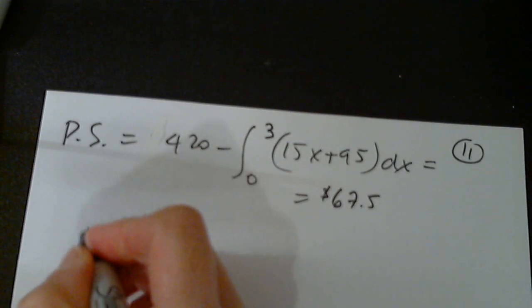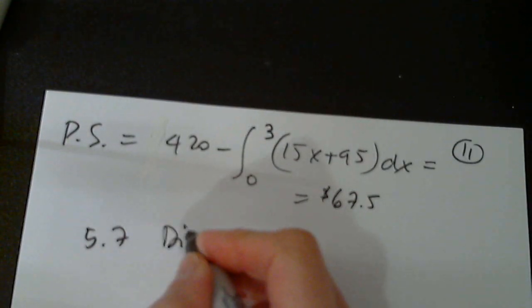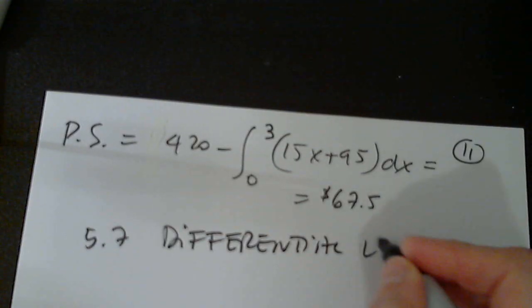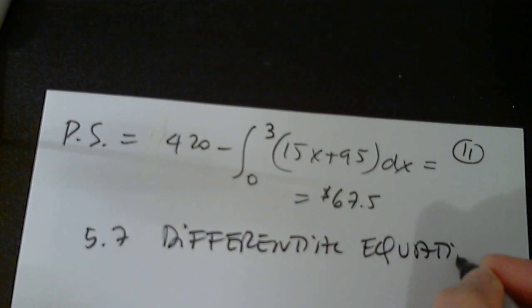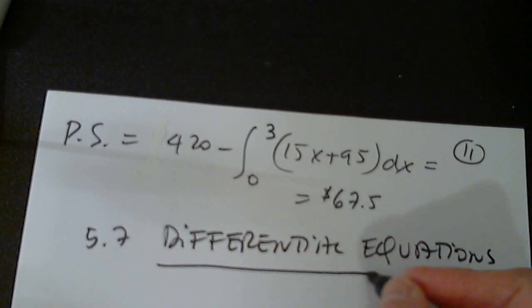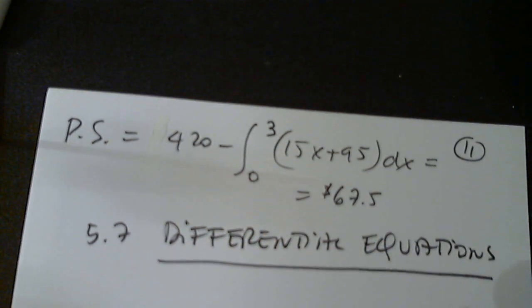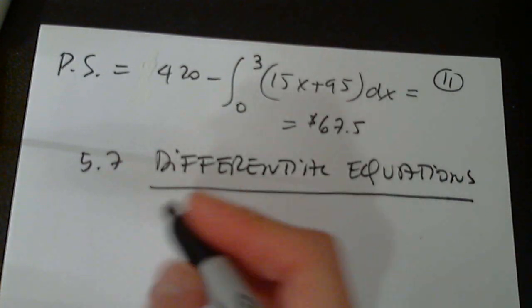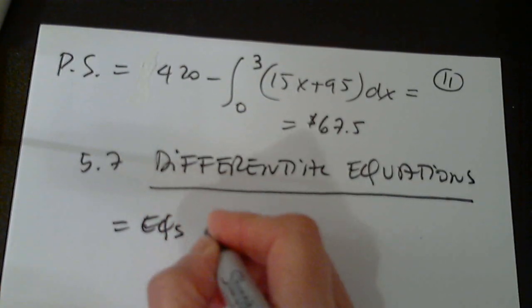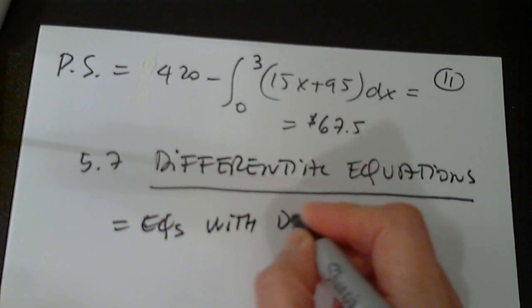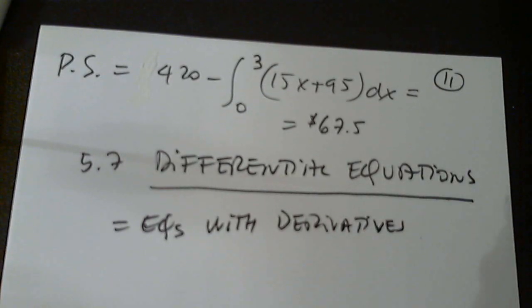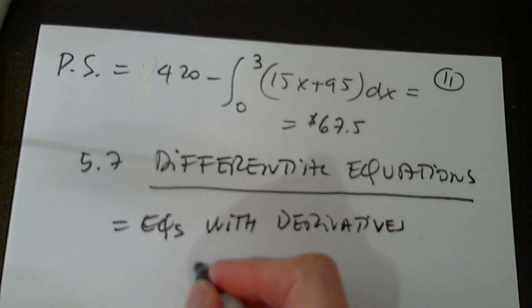We're going to start section 5.7, differential equations. First of all, what is a differential equation? It's an equation with derivatives in it, at least one. So equations with derivatives. That's a differential equation. So here's an example.